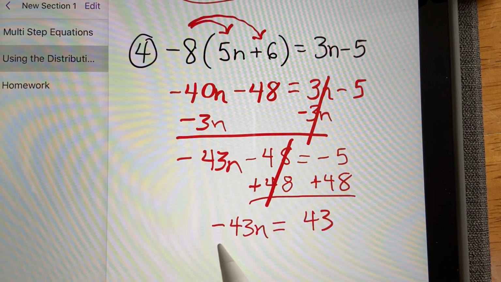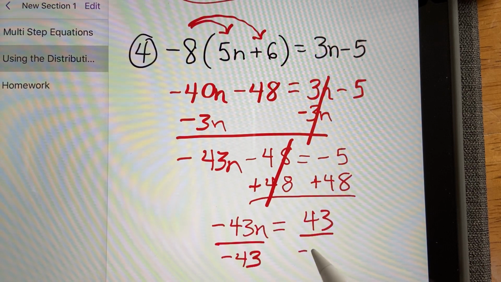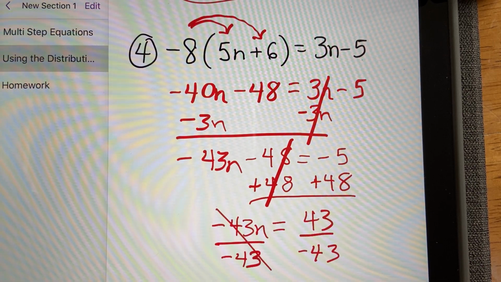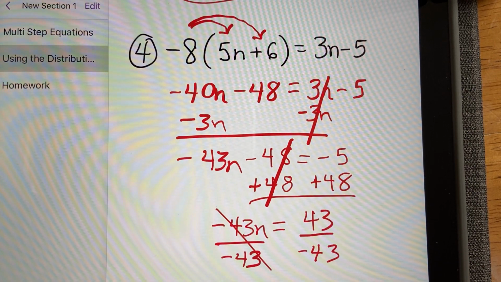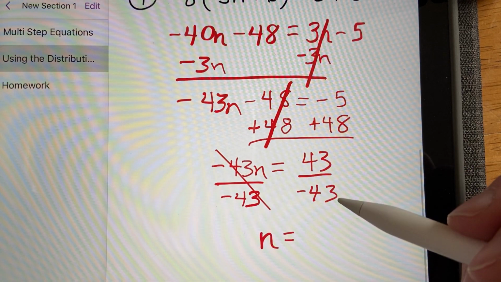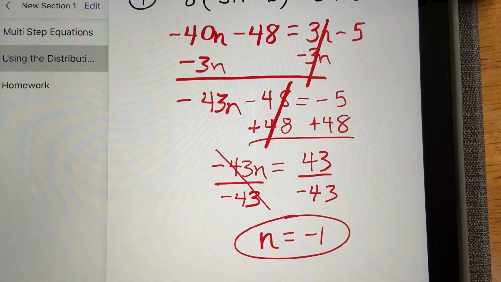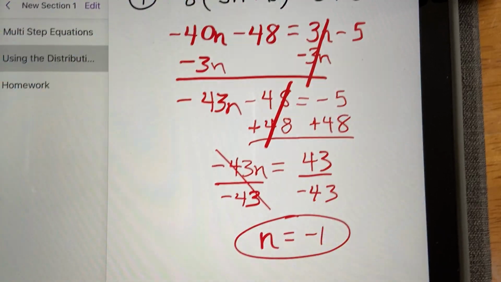Then the last thing you're going to do is divide both sides by negative 43. Okay, so the negative 43s will cancel out, which means n equals 43 divided by negative 43, which is negative 1. Okay, so that's it. The answer is negative 1.